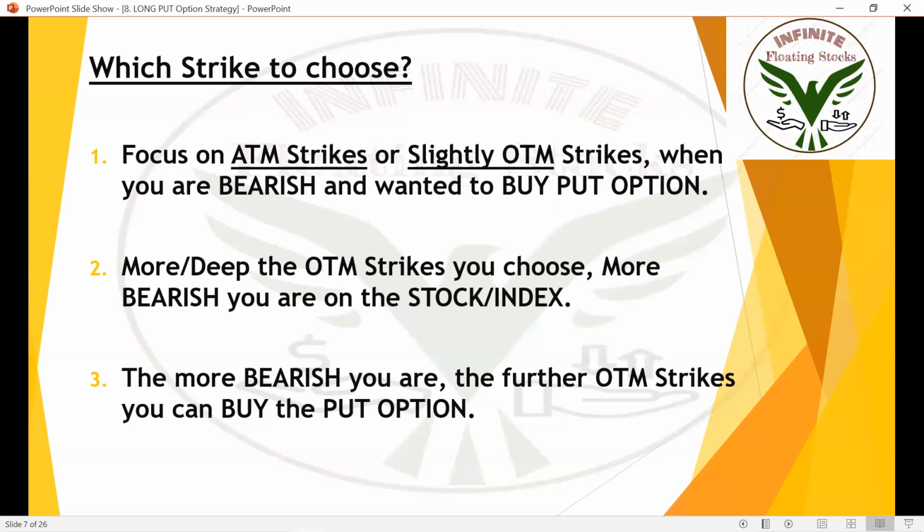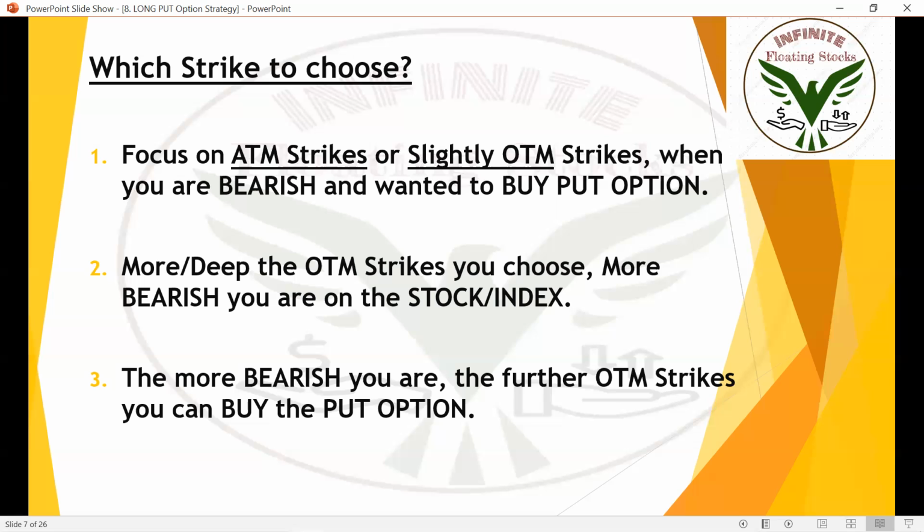So imagine that you have made some analysis, and you're expecting that the market is going to fall down. That is nothing but bearish. Your view is bearish now. So what do you need to do? You need to focus on the ATM strike. You need to choose the ATM strike or slightly OTM strikes.